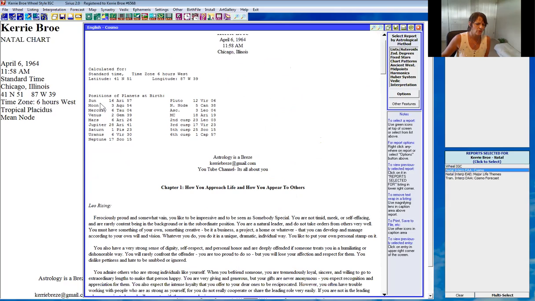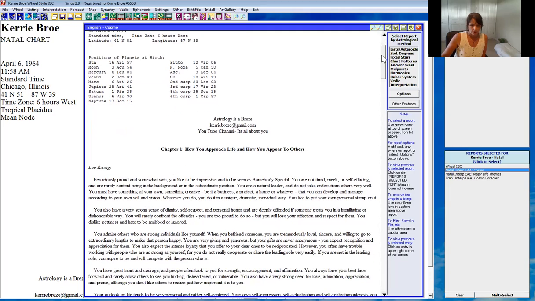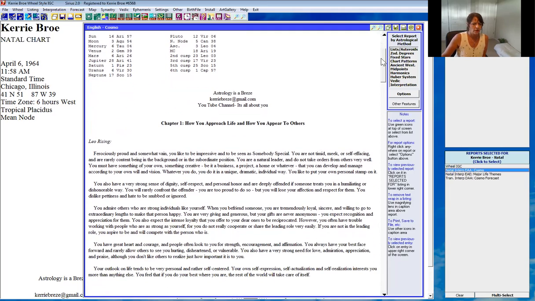Again, I told you the sun was 16 degrees Aries. It has the little ARI and tells you, instead of the little glyph. The moon, I said, was 3 degrees Aquarius right there. So it abbreviates that, where all those are. Now, this report is pretty cool. There are several chapters to it, and it's quite complete.